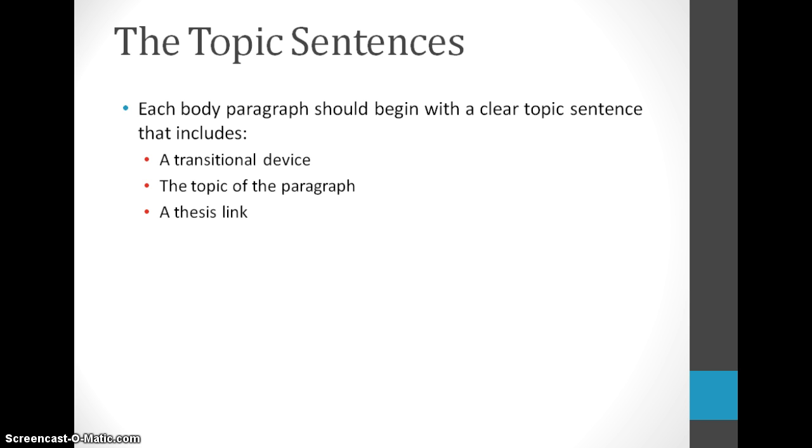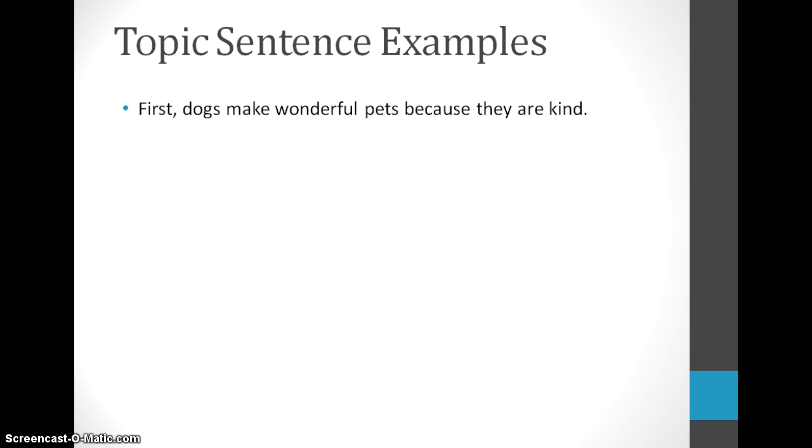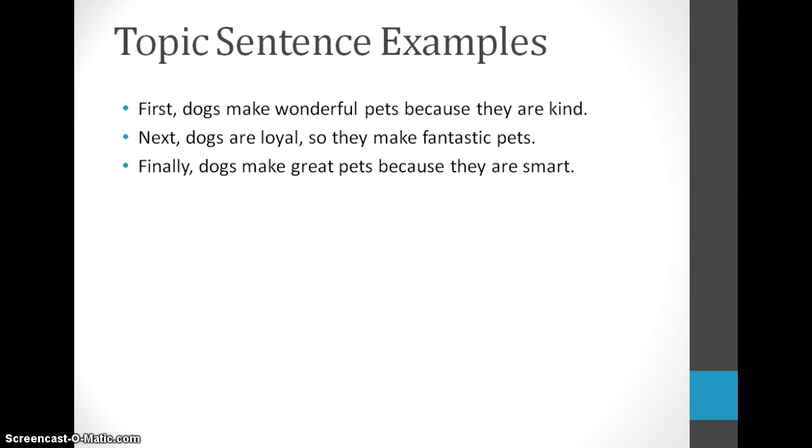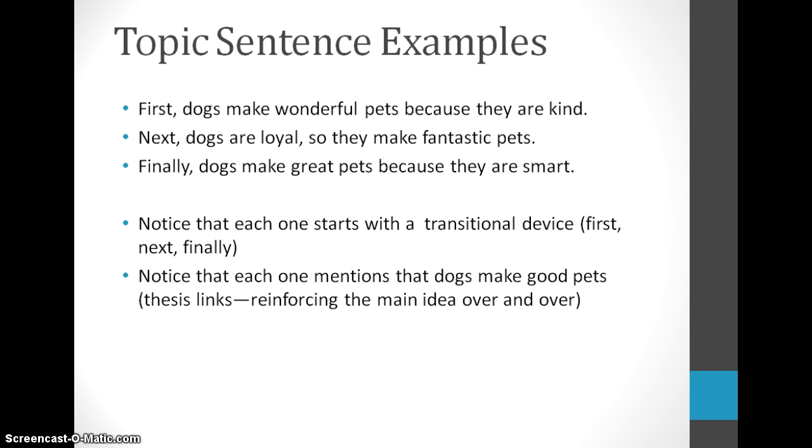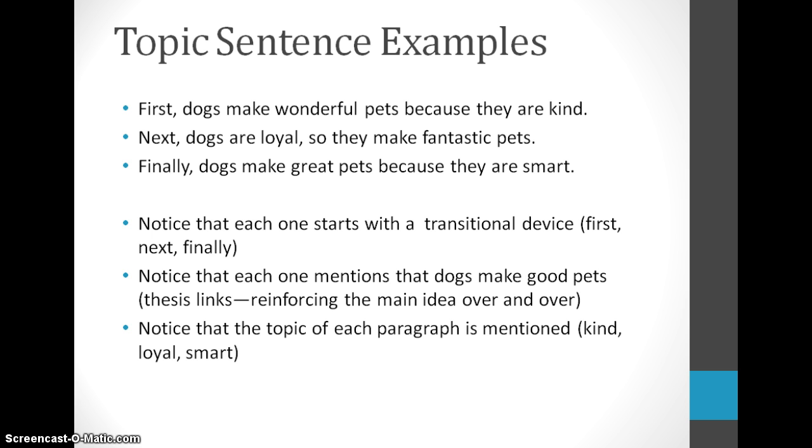Let's look at some examples. First, dogs make wonderful pets because they are kind. Next, dogs are loyal, so they make fantastic pets. Finally, dogs make great pets because they are smart. Each of these topic sentences contains a transition: first, next, finally. They also mention a main point from the thesis statement: kind, loyal, smart. They also link to the thesis, which means they say the topic and controlling idea, that dogs make wonderful pets. The reason you do this is to reinforce that main idea over and over. It sends a powerful message.